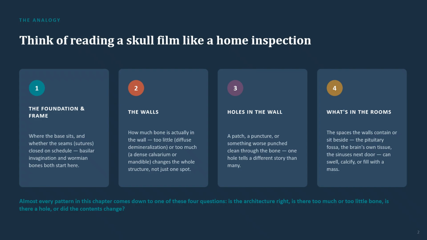And the last category is what's in the actual room. So in the skull, we have the pituitary fossa, we also have sinuses, and we also have brain tissue as well. Some of these things can swell, they can calcify, or they can fill in with masses. So this is the area where we're looking at what's in the actual room. All of the patterns that we're going to look at will tell us about what's actually happening in the skull, and it'll answer some questions for us as well.